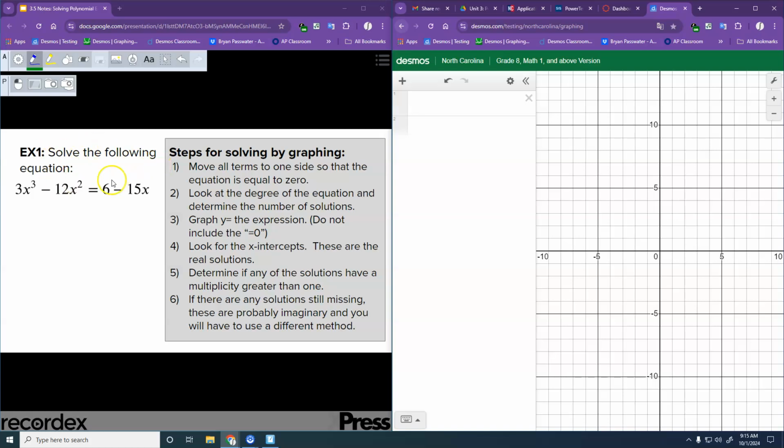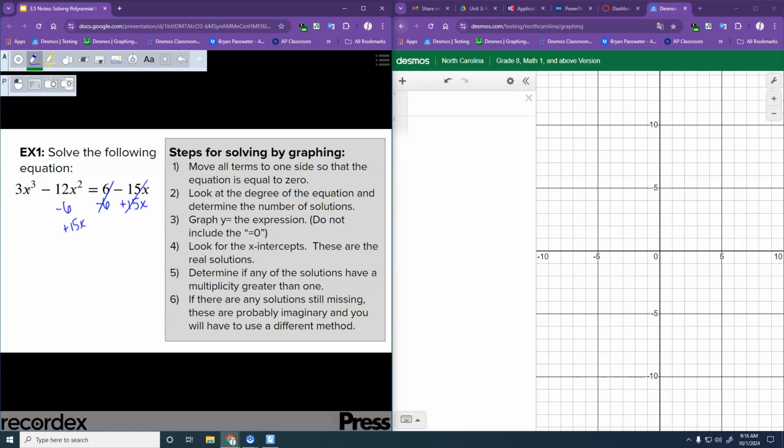So if I want to solve by graphing, the first thing I want to do, if I'm doing a polynomial equation right here, is move everything to one side so that the equation is equal to 0, okay? If I want to move everything to one side, I usually try to pick the side that has the highest exponent and move everything to that side. So I would need to subtract 6 right here and add 15x to get rid of this.